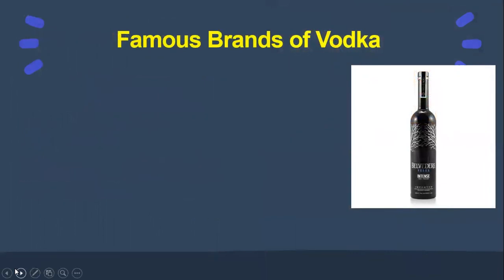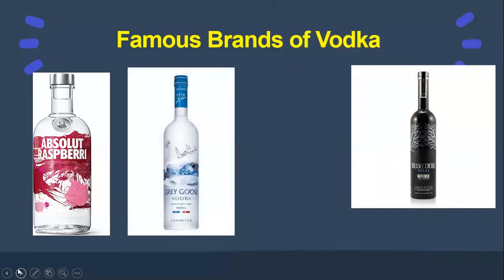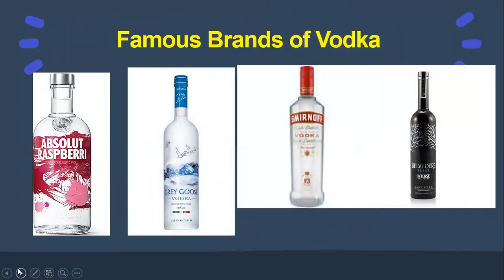The most famous brands of vodka are Absolut, Grey Goose, Smirnoff, Belvedere.